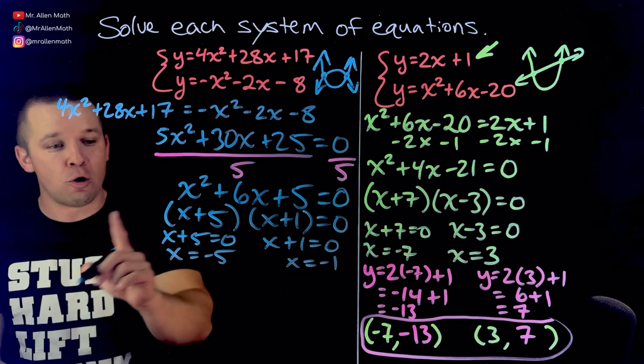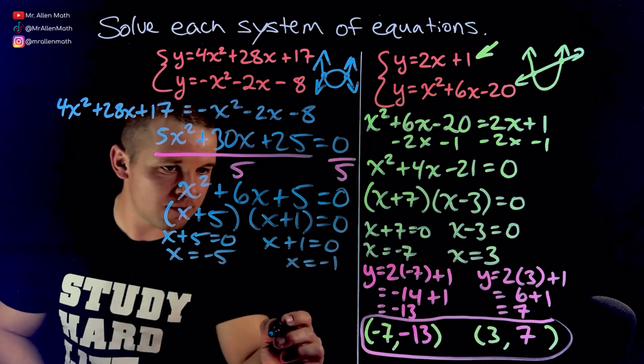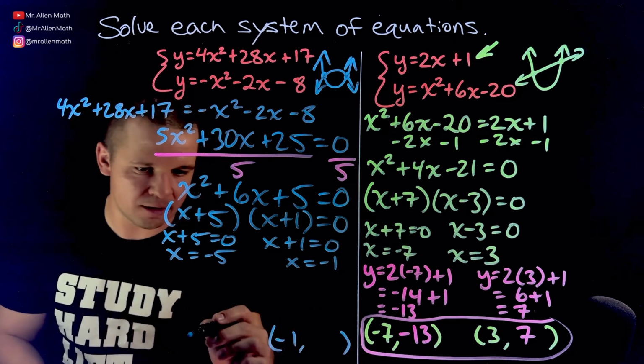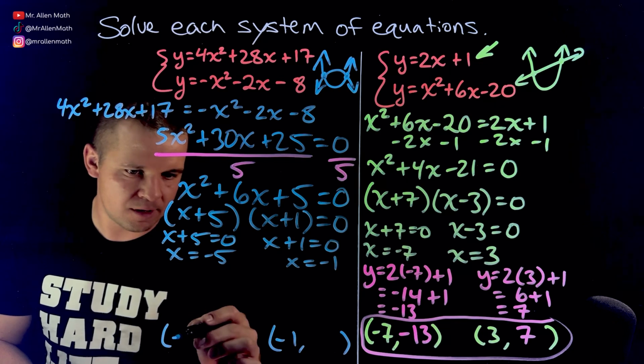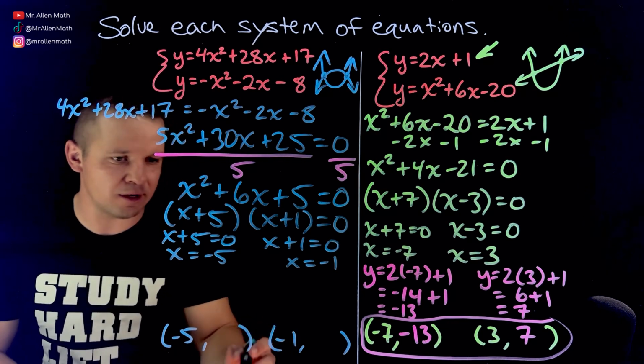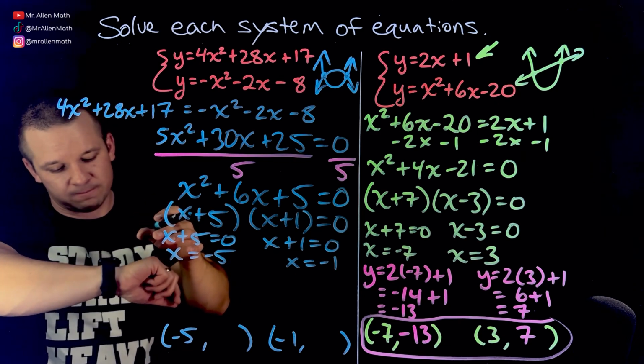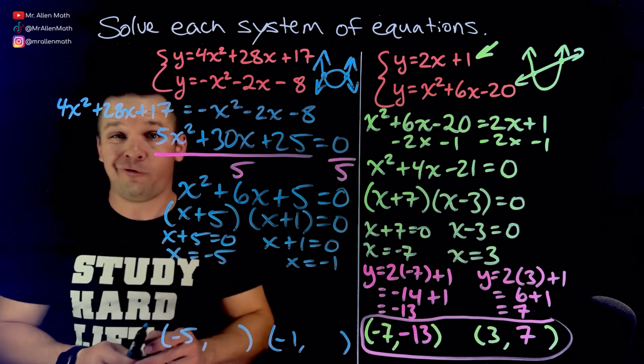But are we done? No, we are not done. But I am going to write my ordered pairs. So I've got negative 1 comma something, and I have negative 5 comma something. Hopefully we can still see those on the board.